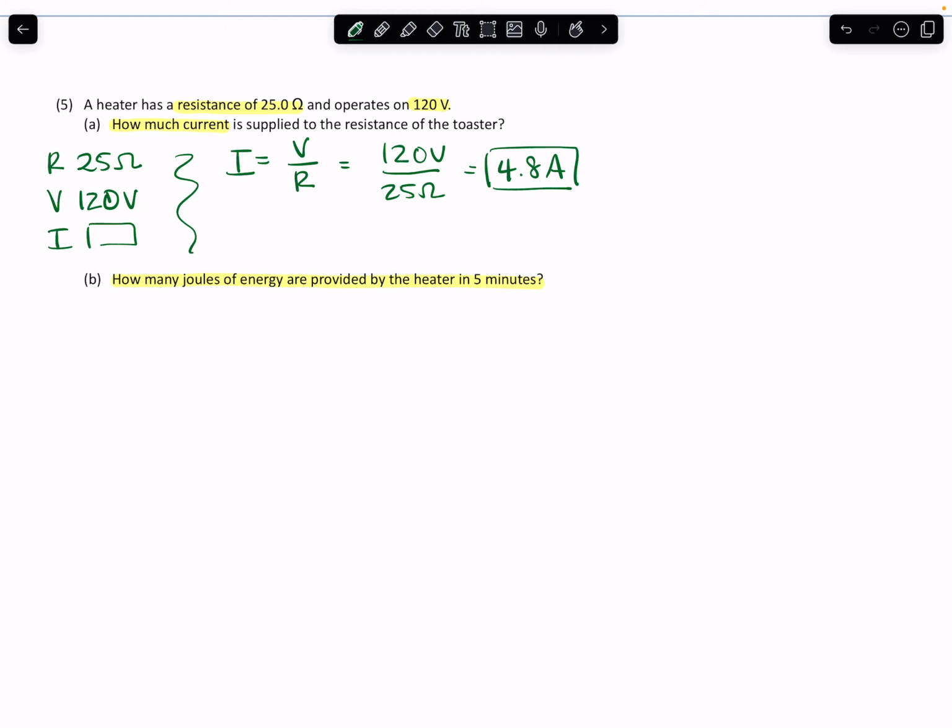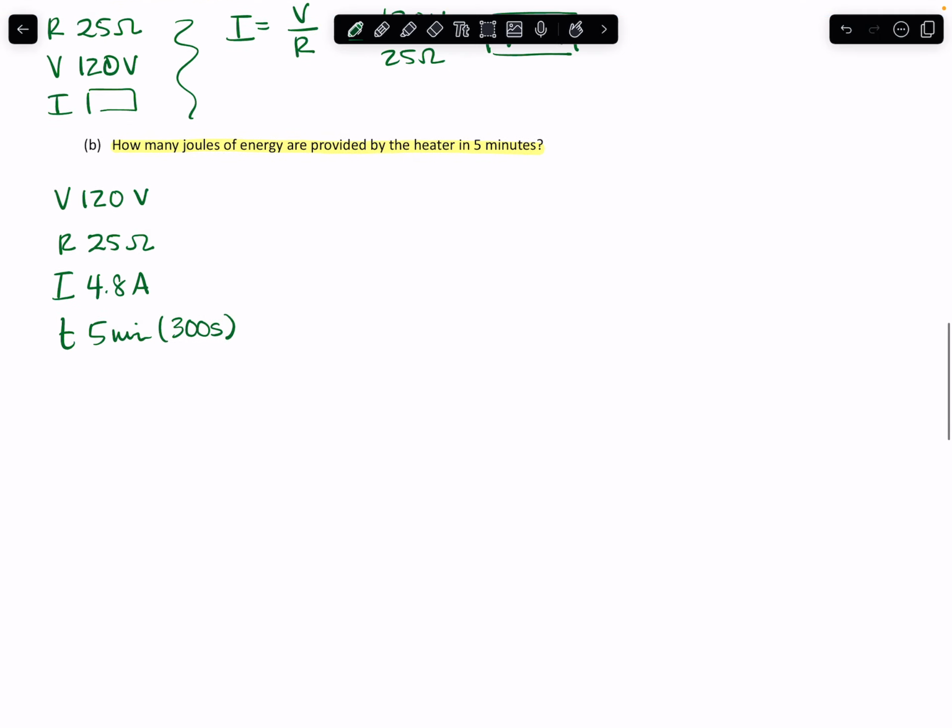Let's list what we have again. We have a voltage of 120 volts. We have a resistance of 25 ohms. We know we have a current of 4.8 amps, and now we have a time of 5 minutes, which I'm going to go ahead and convert into seconds. So multiply it by 60, 300 seconds. And we're asked to find the energy.